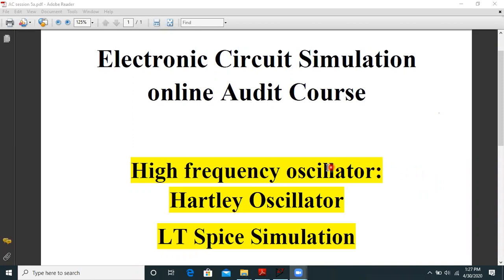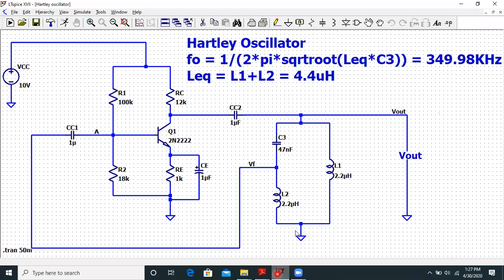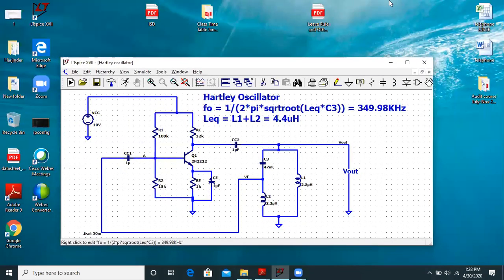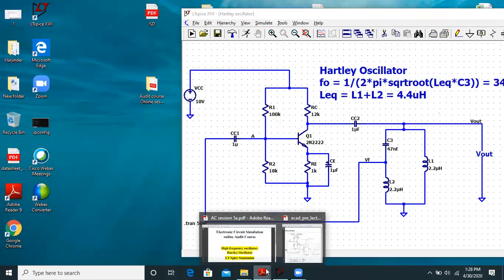Today's topic is high frequency oscillator. We will specially study the case of Hartley oscillator in LTspice simulation. Now let us directly go to the circuit schematic. So this is my Hartley oscillator schematic. Let me just give you a theoretical representation of the same so that we can relate it properly.